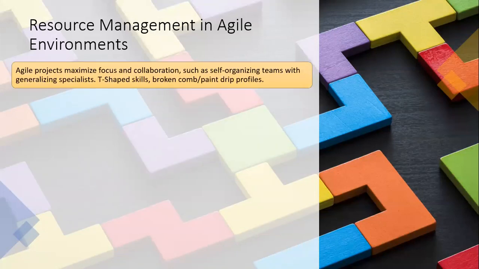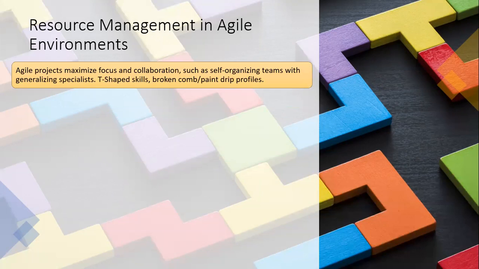First of all, Agile projects maximize focus and collaboration, such as self-organizing teams with generalizing specialists. We refer to these generalizing specialists as being T-shaped skills profiles. In other words, the individuals have a T-shaped profile with a broad base at the top and a deep specialism.